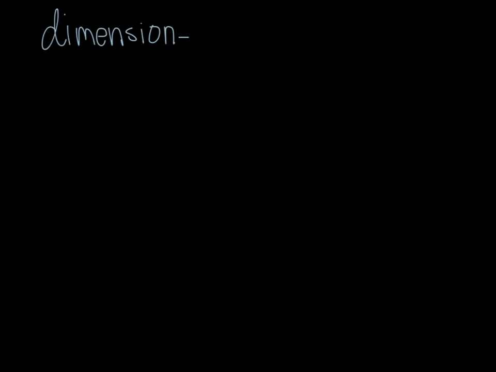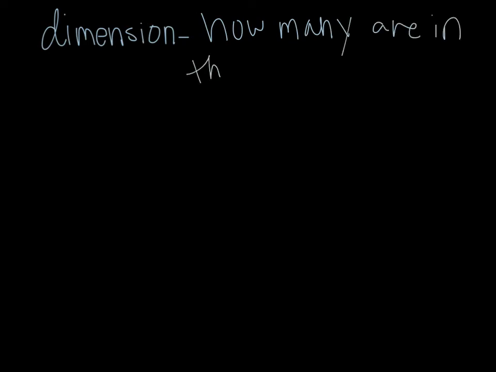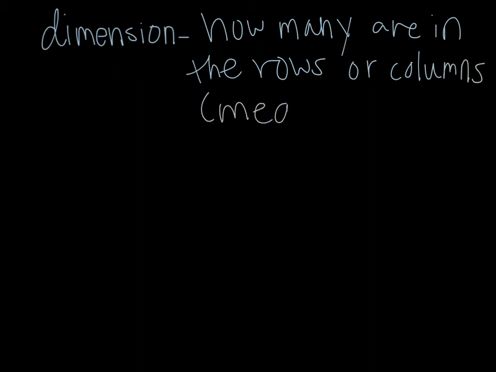The next thing I want you to do is add this vocabulary word into your notebook. It is dimension, and we talked about it on the last section, but it is just how many are in the rows or columns. Now, usually you would hear the definition as a type of measurement. And the measurement we're using is how many are in the rows and columns. So add that to your notebook.